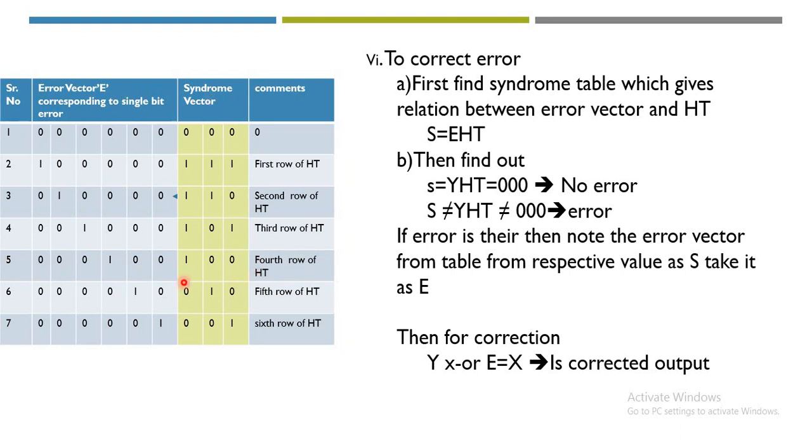So this is a syndrome vector table, and for finding a syndrome table, we have to take the multiplication of the error signal with respect to the H transpose. So what is this error signal basically? This is the single bit error representation, where we are representing the single bit error located at the various locations.